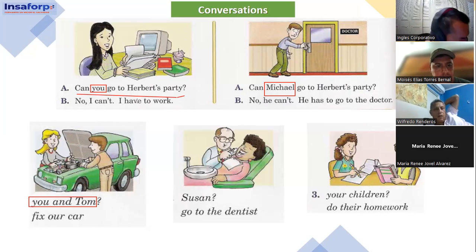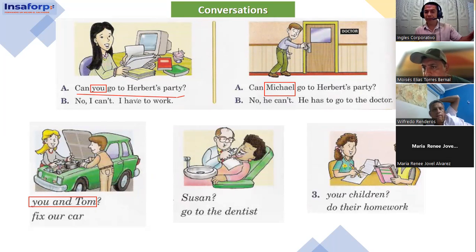Go ahead. Okay, sorry. Can you and Tommy go to her party? No, we can't. We have to work. Okay, wait. No, we can't. Finish, right? No, we can't. We, now, we.